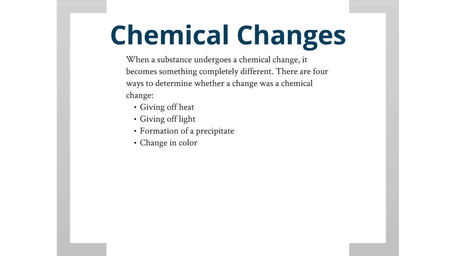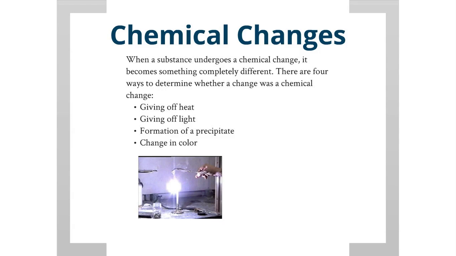Now, when a substance undergoes a chemical change, it becomes something completely different. Its identity changes. Now, there are 4 ways to determine whether a change was a chemical change. If it gave off heat, or if it gave off light, or if it formed a precipitate, or if it changed in color. These 4 indicators all give us clues telling us that what happened was probably a chemical change.